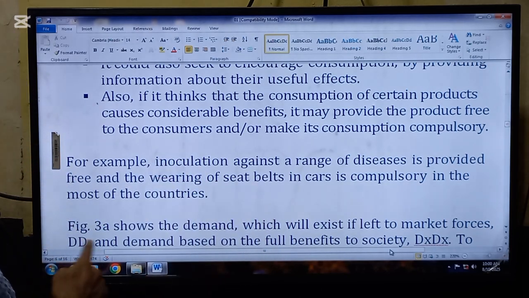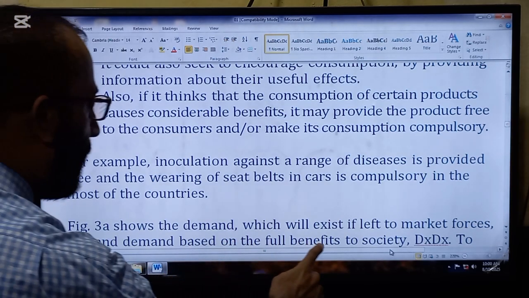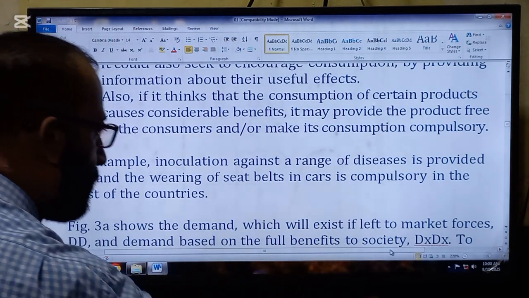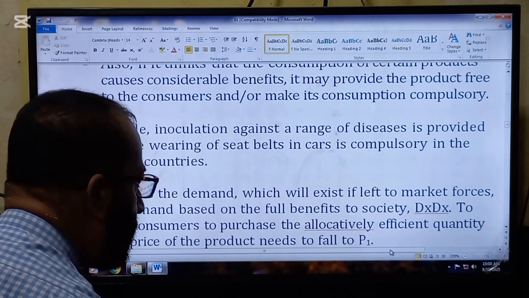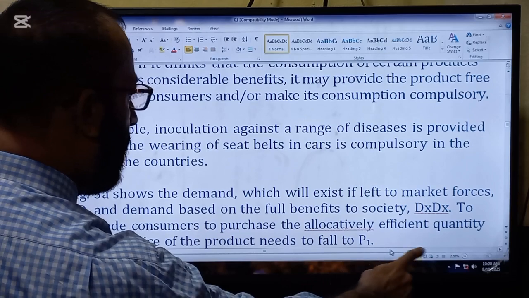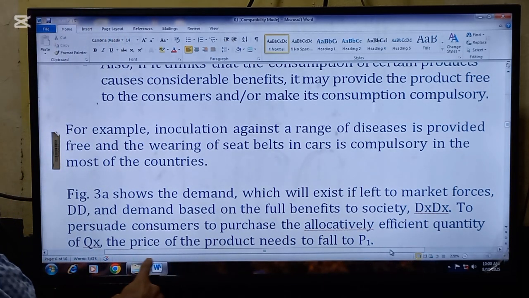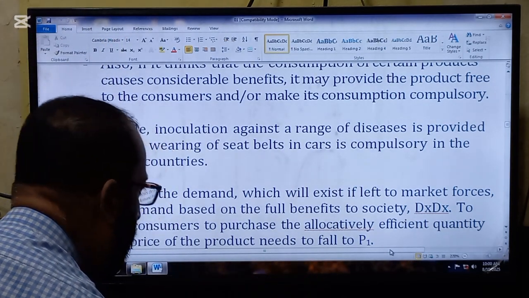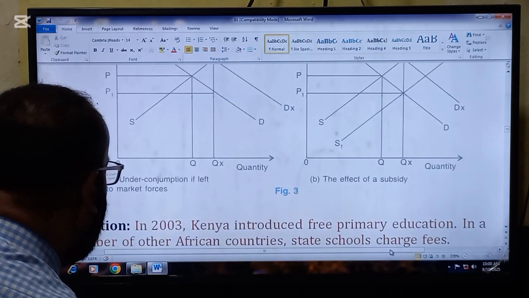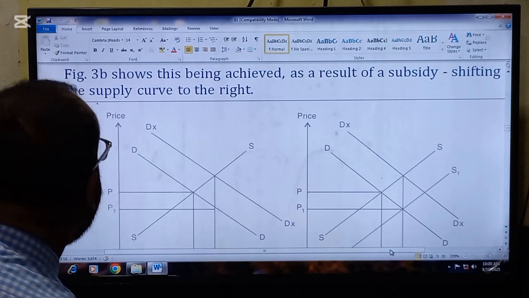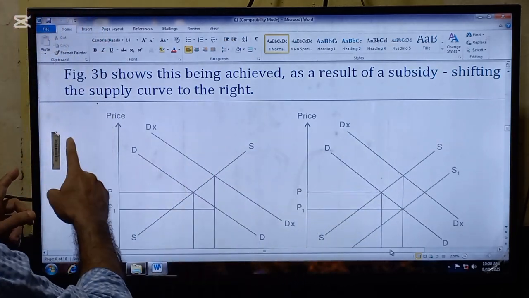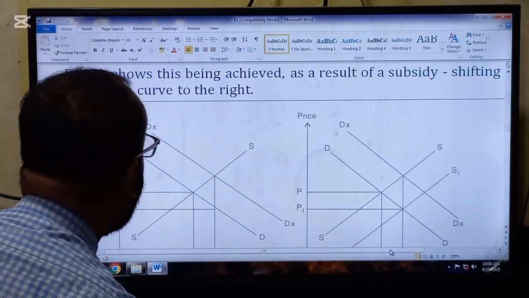Figure 3a shows the demand which will exist if left to market forces, DD, and demand based on the full benefits to society is DX. To persuade consumers to purchase the allocatively efficient quantity of QX, the price of the product needs to fall to P1. Figure 3b shows this being achieved as a result of the subsidy, shifting the supply curve to the right.